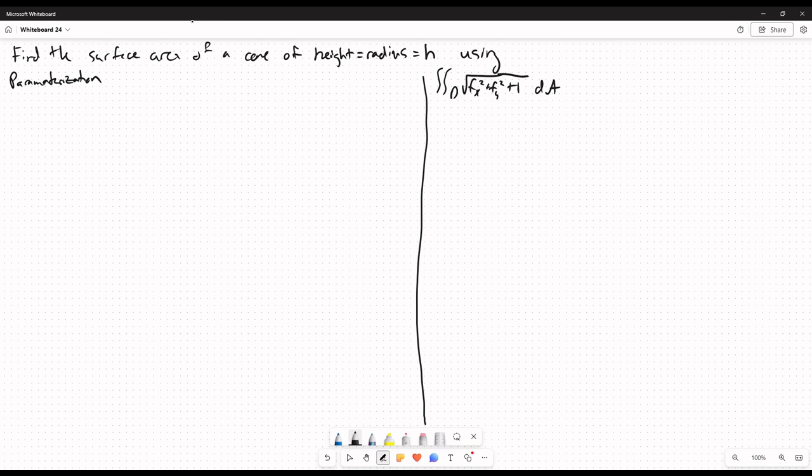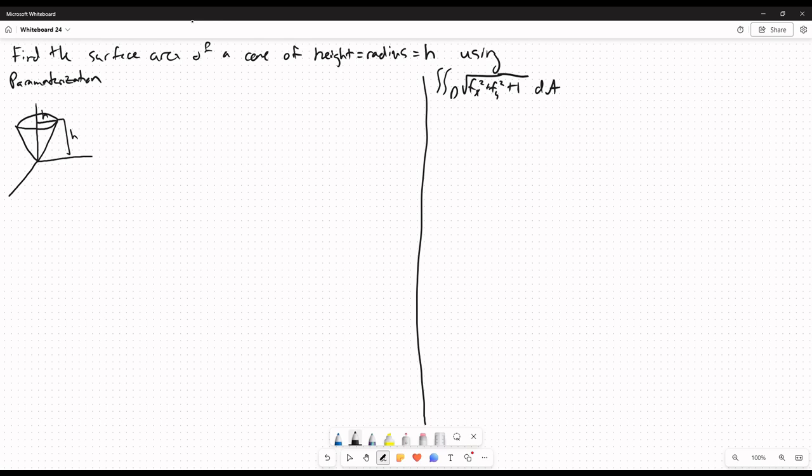Let's start by thinking about what this cone is going to look like. The fact that the height equals the radius equals h is going to make life rather easy for us, because if we draw this cone, then we'll have a cone like this, and this value h will also equal this value h. And I did not draw it that way, but you can pretend that it looks like that.